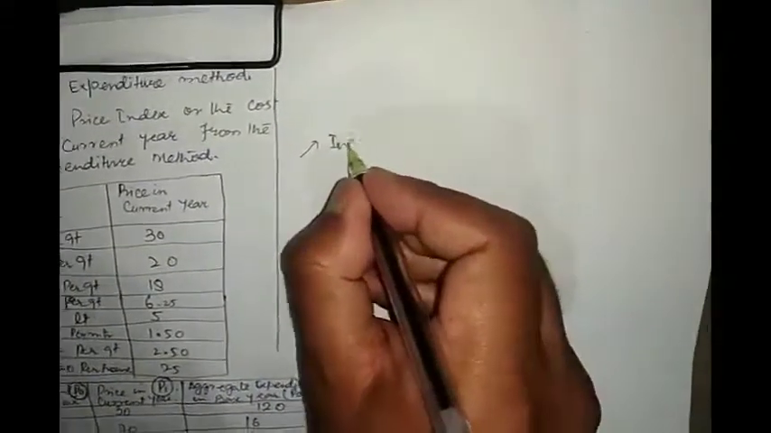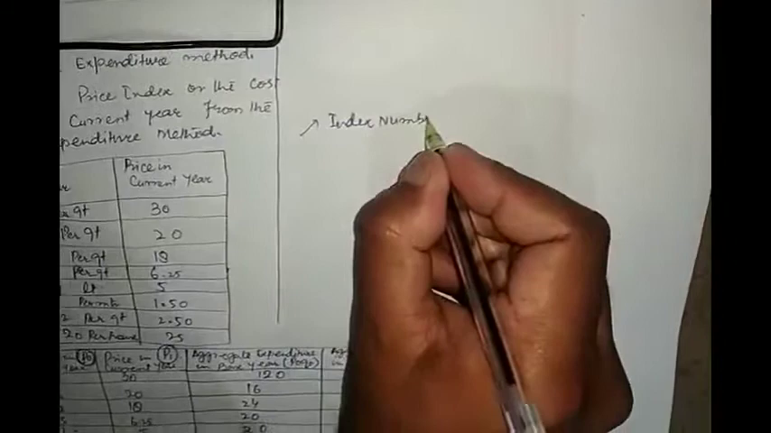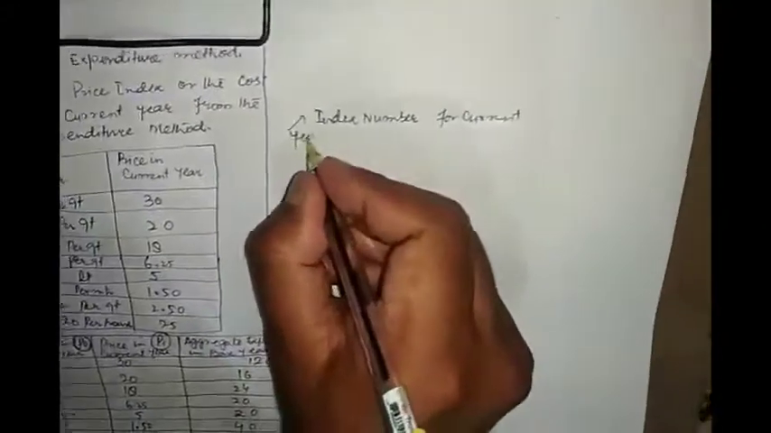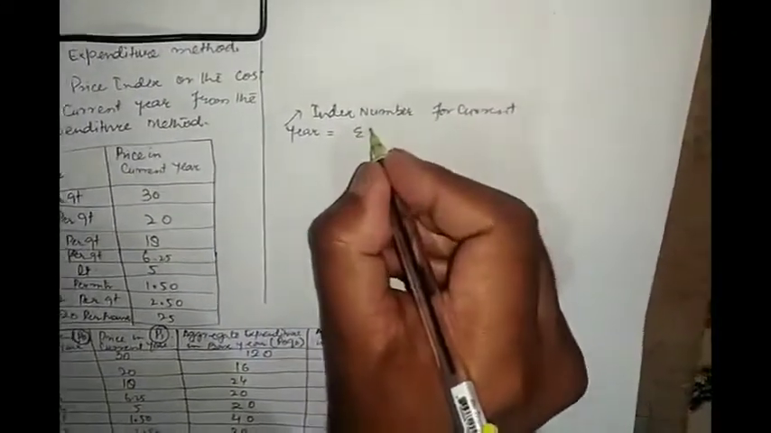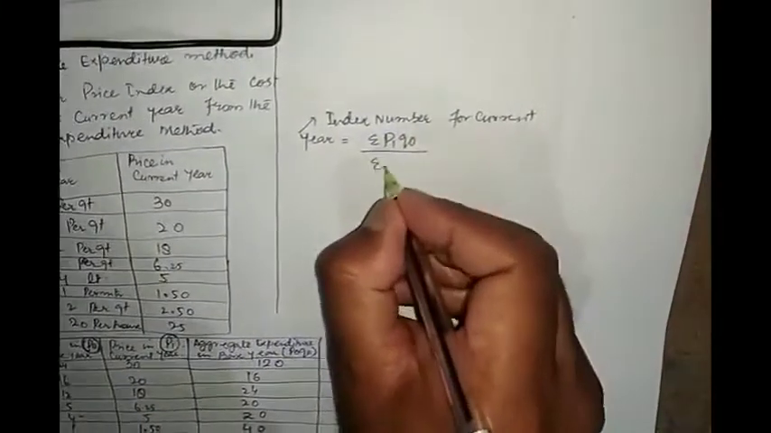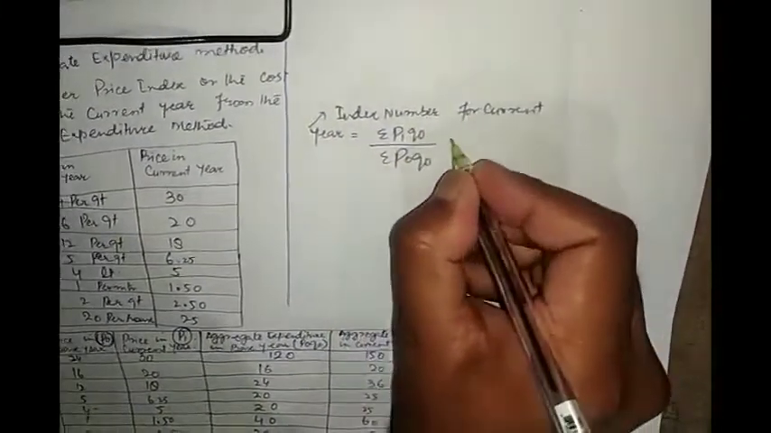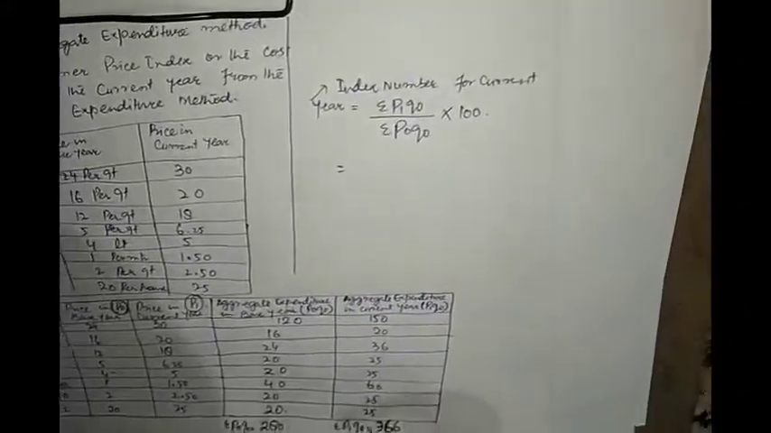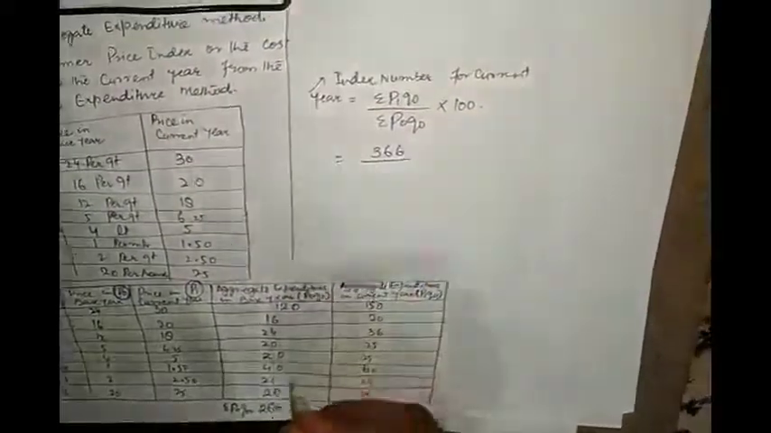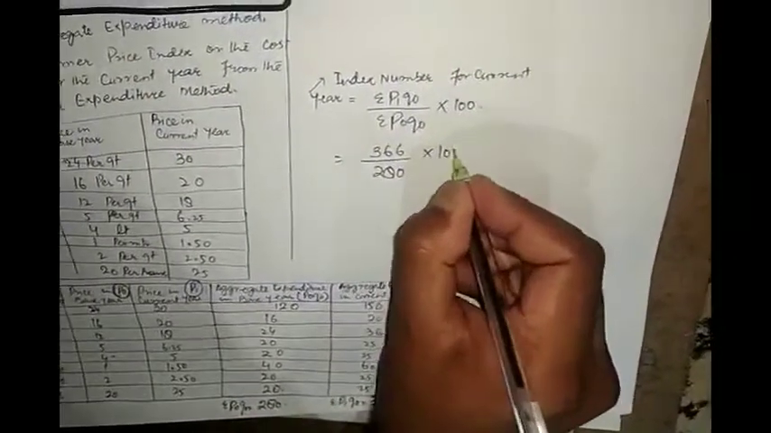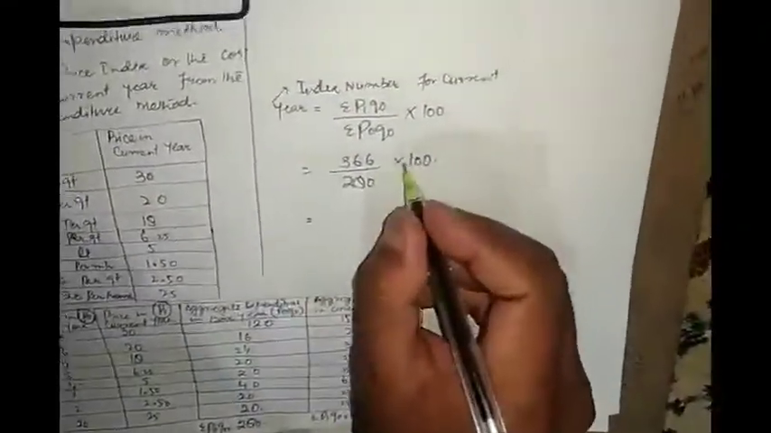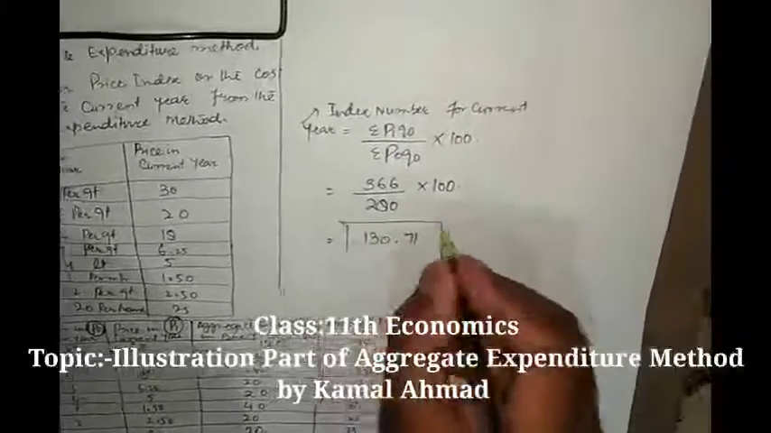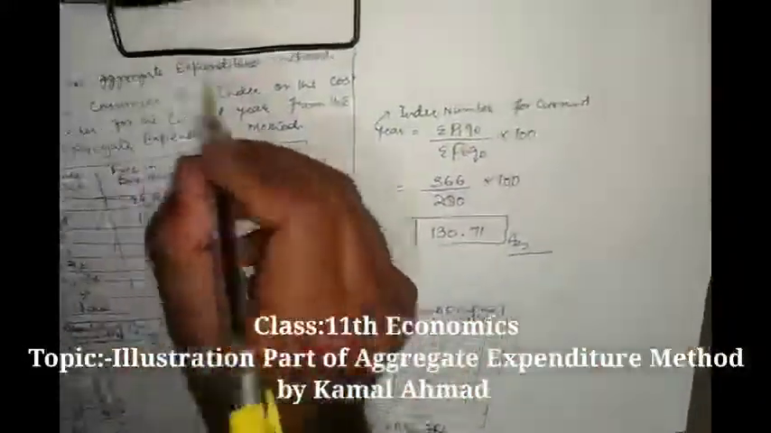Index number for current year is equal to summation of P1 Q0 divided by summation of P0 Q0 into 100, that is equal to 366 divided by 280 into 100. On simplifying it, it becomes 130.71. This is the answer for the aggregate expenditure method.